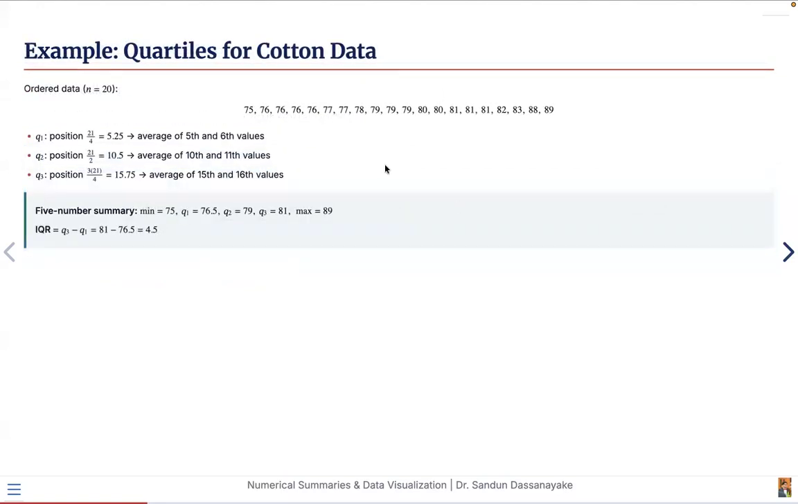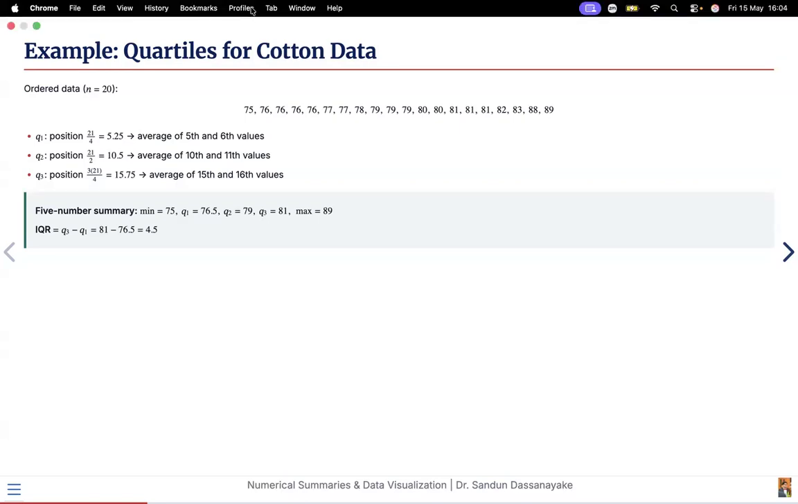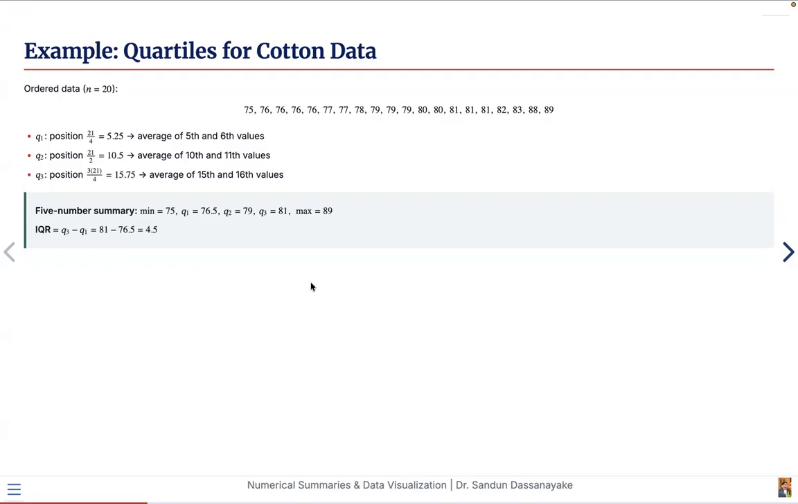I have given you an example calculation for the same cotton data: the first quartile, second quartile, and third quartile, what the values are, and the five number summary, 75, 76.5, and so on. So you have the minimum, Q1, Q2, Q3, and the maximum. The interquartile range is the difference between the third quartile and the first, Q3 minus Q1, and we get a value. This is the IQR.